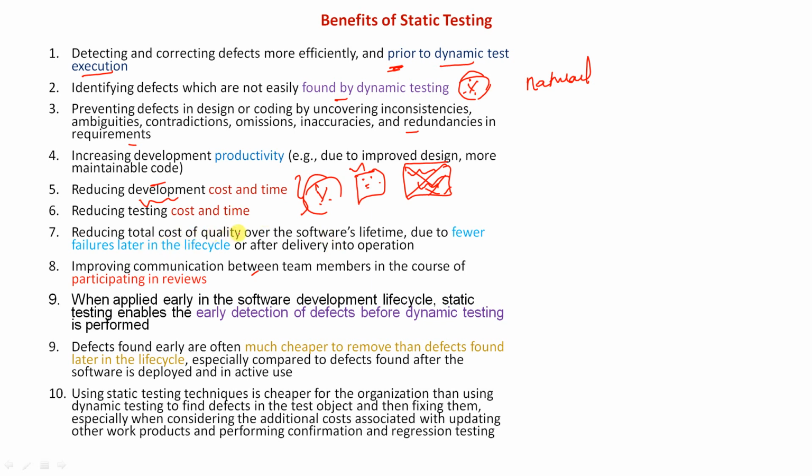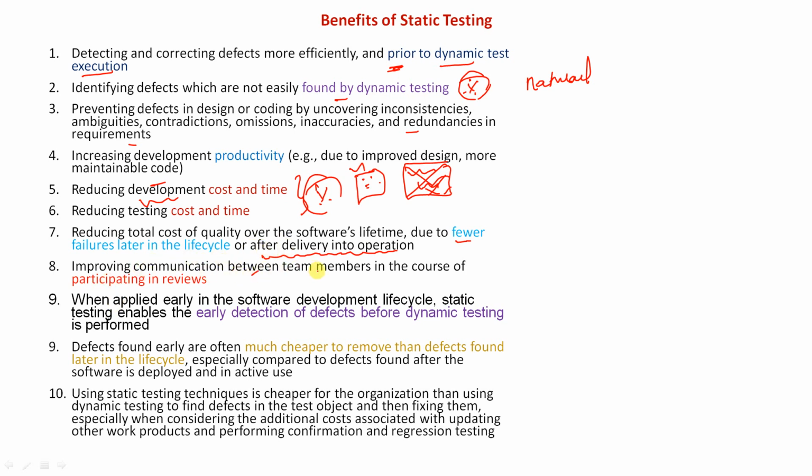Reducing total cost of quality over the software lifetime, due to fewer failures later in the cycle or after delivery into operations. That is not actually possible to 100%, but they have given it as theoretically possible. Practically, not. What they mean is, if you have completely tested the document, that is, static testing has been done, then they expect fewer failures in the later cycle, or even none. After delivery there will be very few failures. That is what they are expecting and trying to deliver.